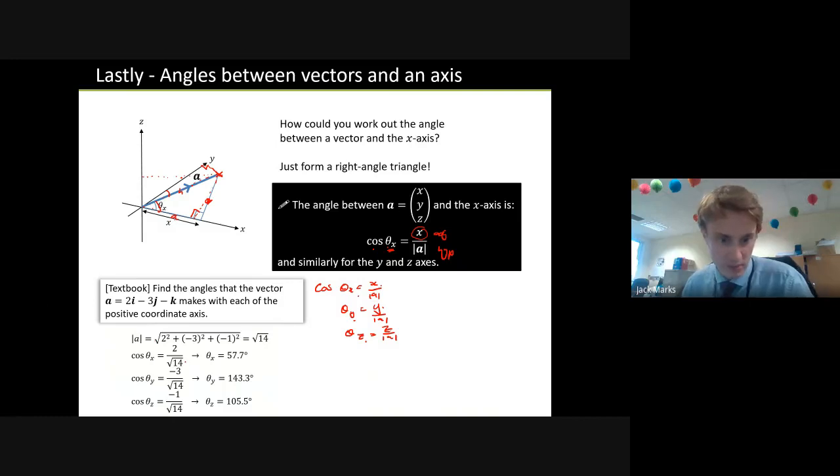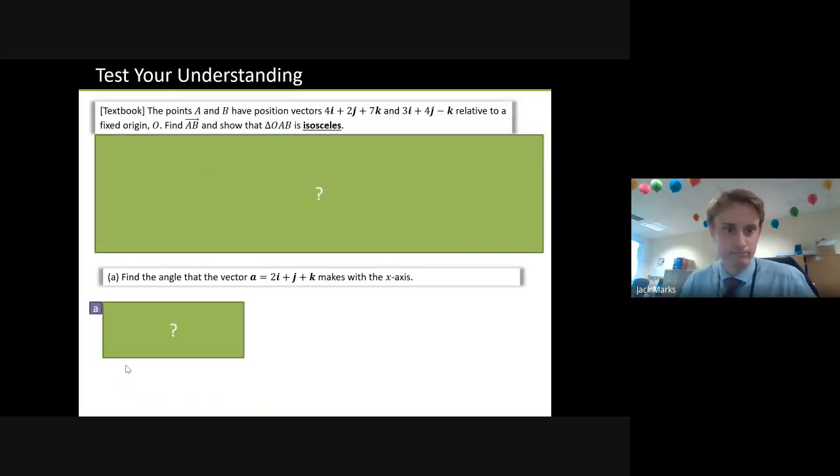Notice that they all use the hypotenuse, don't they? Because the hypotenuse doesn't change for the vector. But depending on which triangle you draw, the adjacent side will. So that's sort of a new one there, talking about angles that they make with the axes.